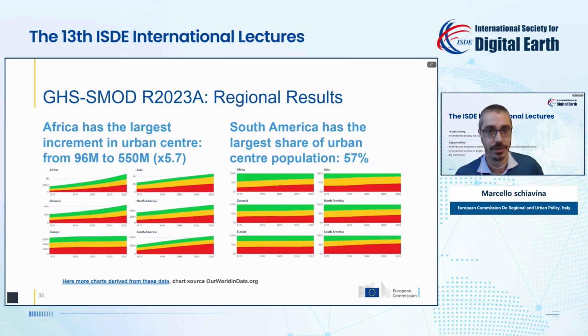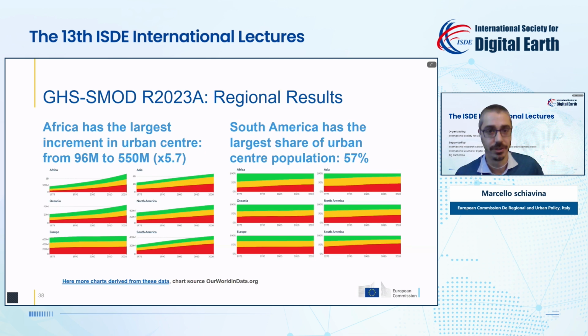And here are some more disaggregated statistics by region. For example, we can see the huge increment in urban center population in Africa that increased from 96 million to 550 million people in 45 years, an almost six-fold increase. Or the quite stable population and population per class of the urban region.